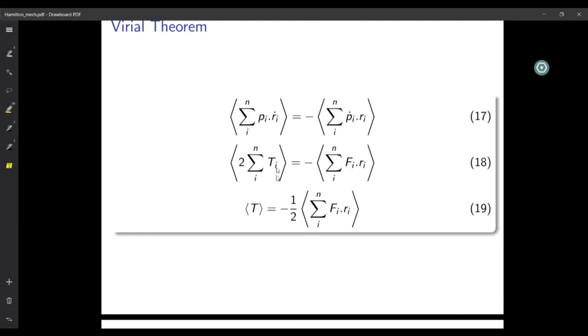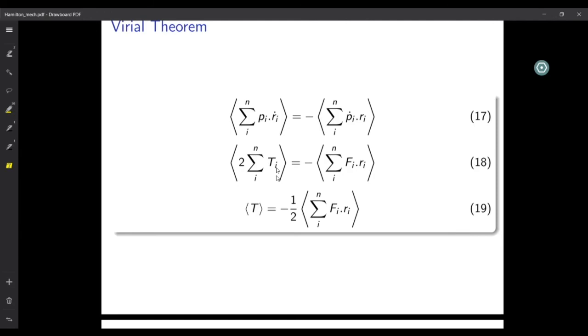Now, the right hand side is called the virial of a system, right? So what does equation 19 tell us? It essentially tells us that the average kinetic energy of a system is just equal to the virial of a system, right? So then why do we do this in the first place?